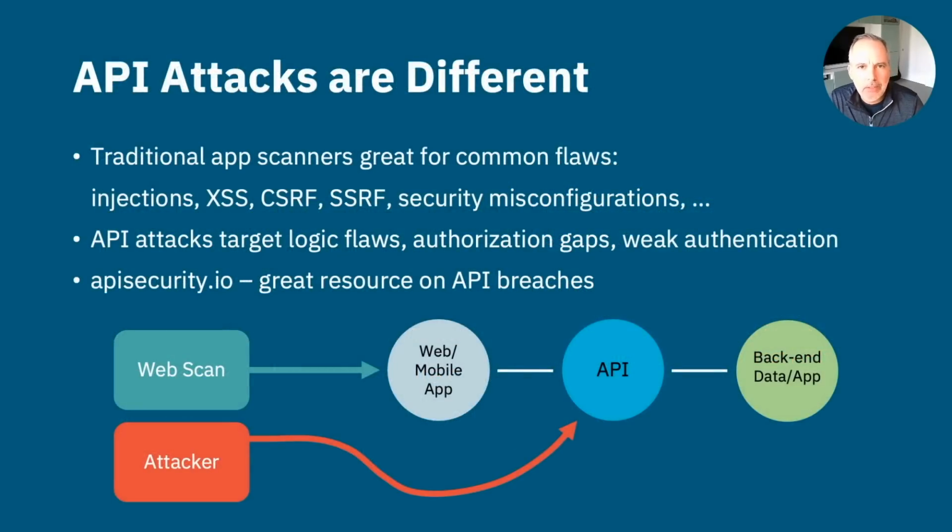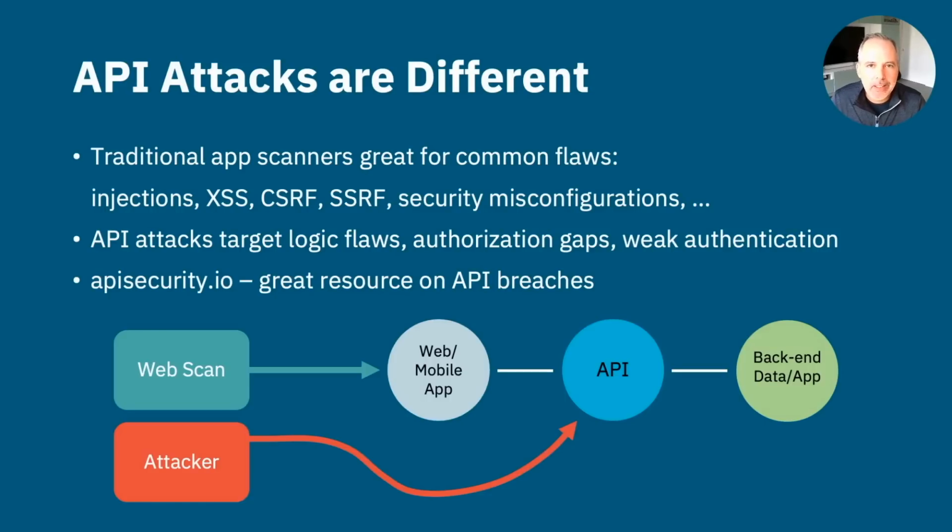API attacks are fundamentally different, and let's examine why. So organizations have long used tools like SAST and DAST, static and dynamic application security testing solutions. And these are very mature, well-known tools that look for poor coding practices, injection flaws, cross-site scripting, things like CSRF, cross-site request forgery, SSRF, server-side request forgery, misconfigurations, and the like. These tools are looking for common vulnerabilities, common flaws that might exist in your applications.